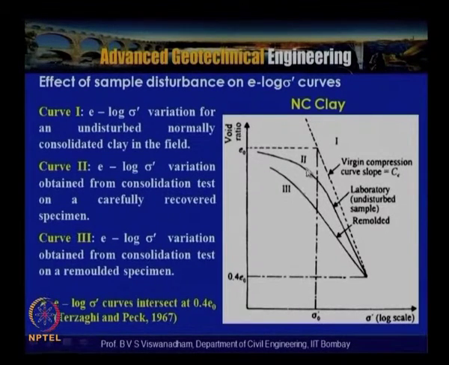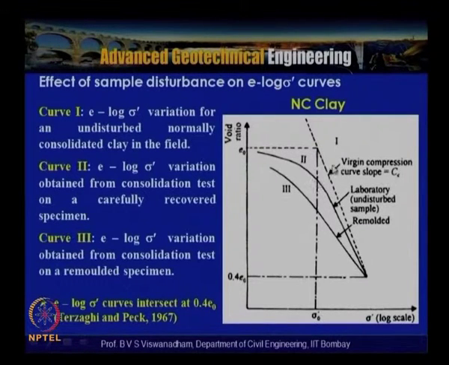So, all three: curve 1, the field compression line; curve 2, the laboratory undisturbed sample, obtained from the consolidation test on a carefully recovered specimen; and curve 3, obtained from the consolidation test on a remolded specimen. At a certain stress they all meet at a point, which is 0.4 e naught, where e naught is the initial void ratio at sigma naught dash, that is the current overburden pressure.